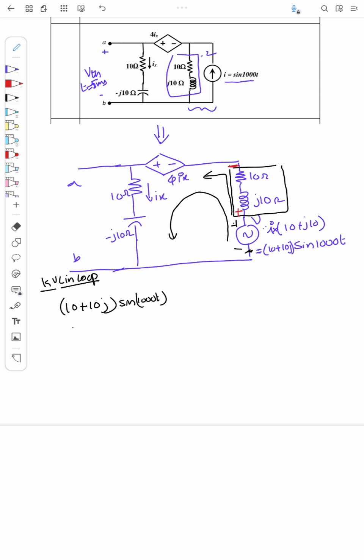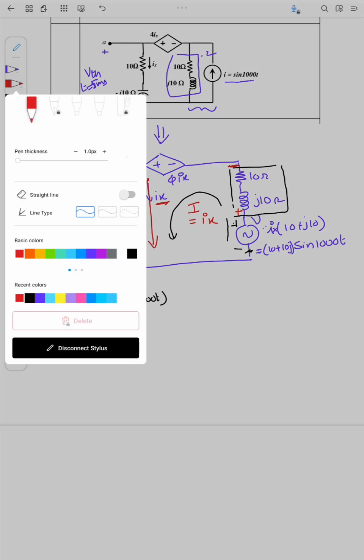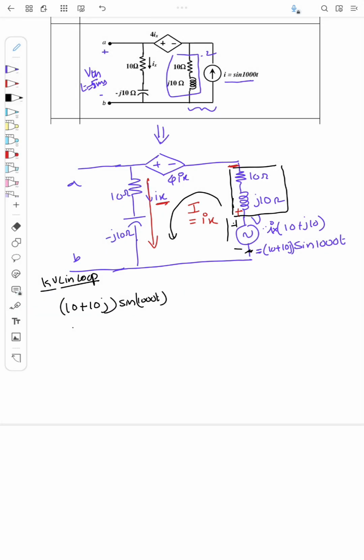So I can say this is current into the impedance. Let the current be I. What is I here? The same current is flowing from here to here, and the same current is flowing like this also. So this I is the same as Ix, right? So I is equal to Ix. In this mesh, the current is Ix.